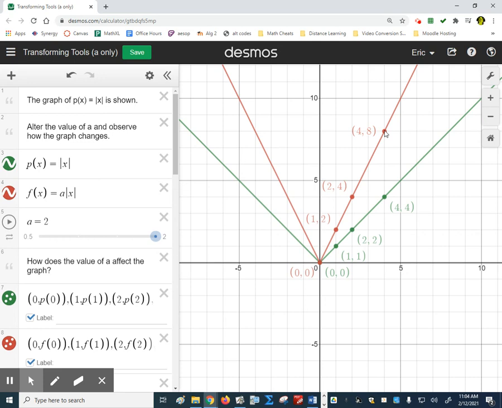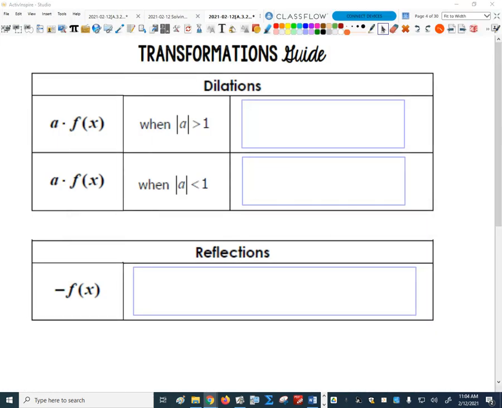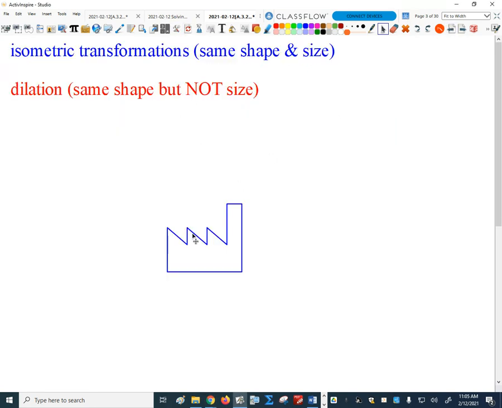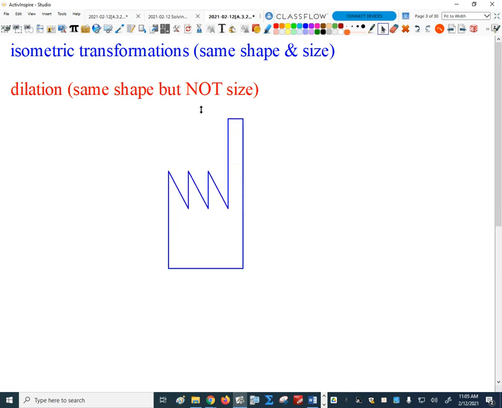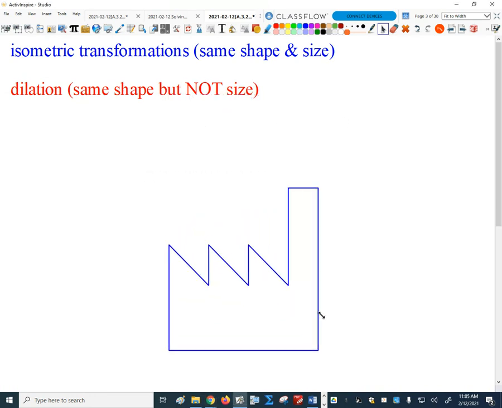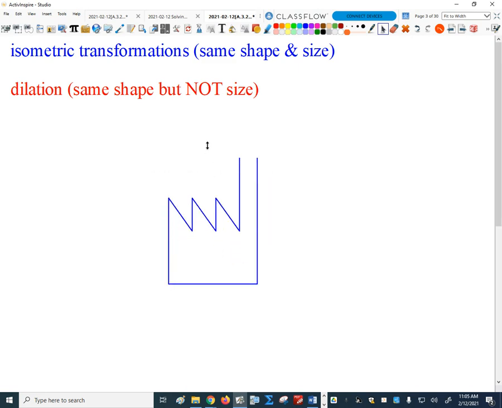Everybody agree? When I multiply by 2, I'm effectively stretching the green function upward vertically, but only vertically, right? So it's kind of like a dilation. It is a dilation, but it is a vertical dilation only. It's not the same kind of dilation you talked about in geometry class. It's a dilation where we're only stretching it vertically. Everybody see that? See the difference between a vertical dilation and a general dilation? We're only stretching or compressing it vertically. That's what multiplying by a does. It vertically dilates the function.